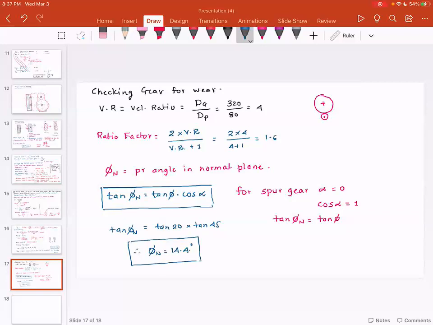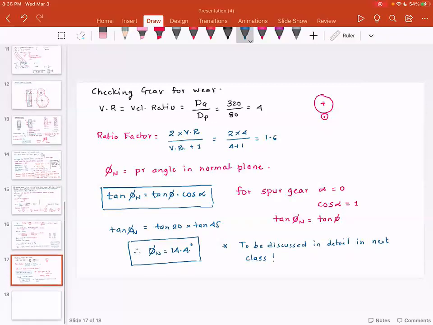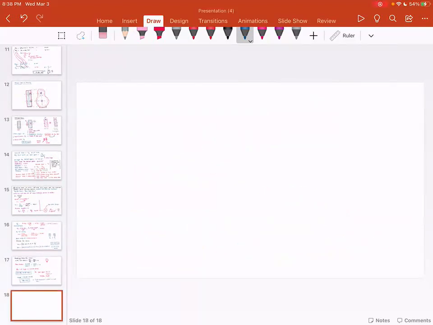And I will discuss this in detail in the next class, because this needs a little bit more geometrical intuition. So I will draw the 3-dimensional sketch, and then I will show you what exactly phi n means. But at this point, I want you to understand phi n is the pressure angle in the normal direction, and that pressure angle in the normal direction is not equal to the pressure angle because there is a helix angle coming into the picture.